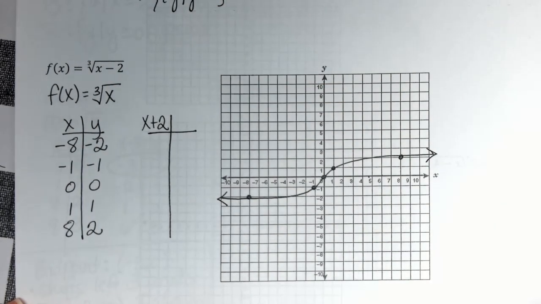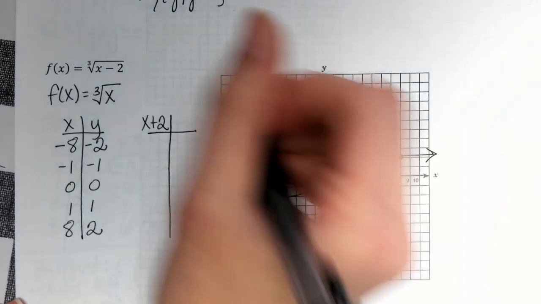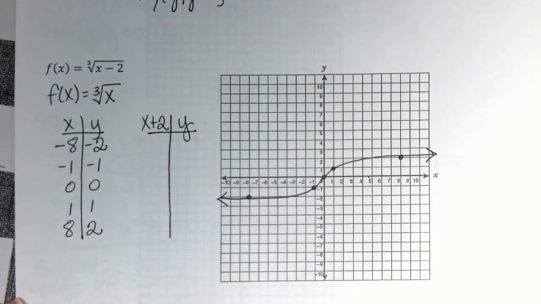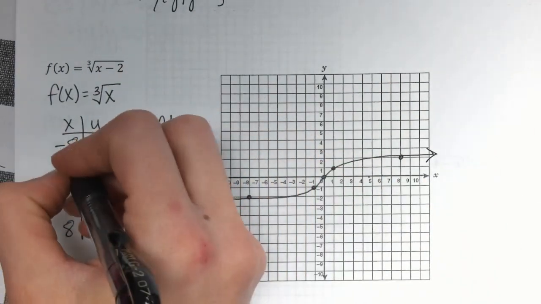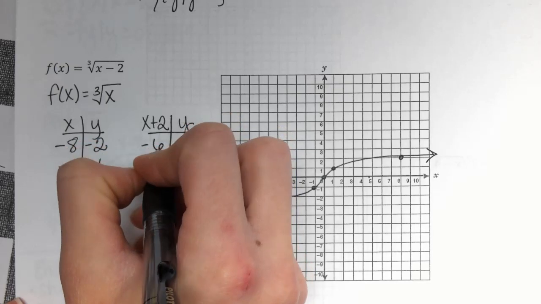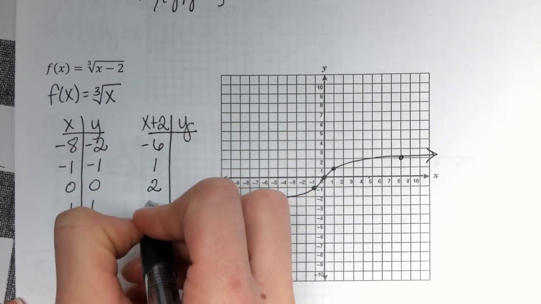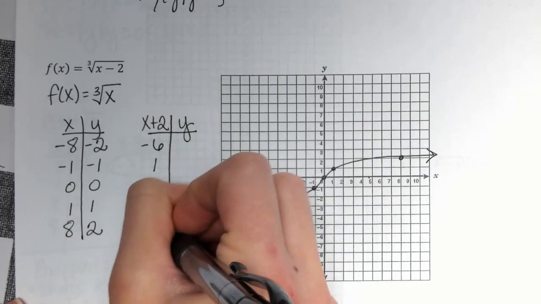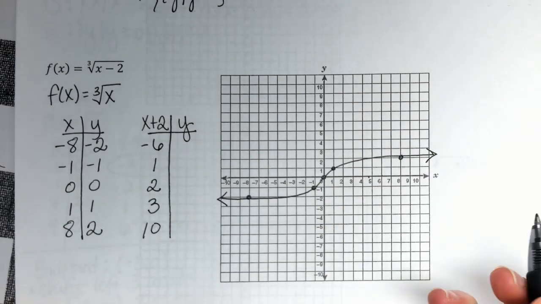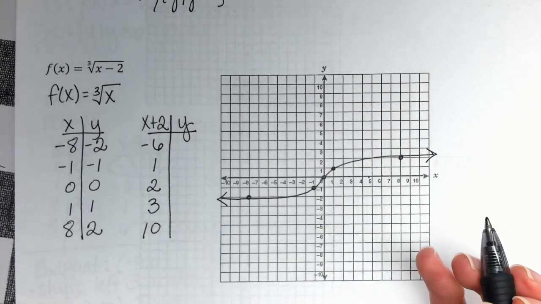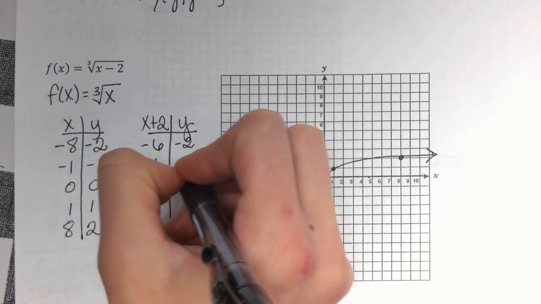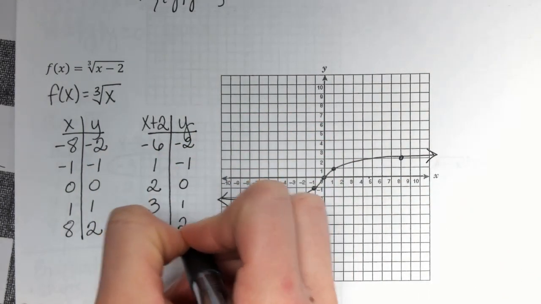Is anything changing my y? Is anything happening outside the radical? No, it's just y. So I'm going to take my x's. Negative 8 plus 2 is negative 6. Negative 1 plus 2 is 1. 0 plus 2 is 2. 1 plus 2 is 3. 8 plus 2 is 10. And then my y's stay the same. Negative 2, negative 1, 0, 1, 2.